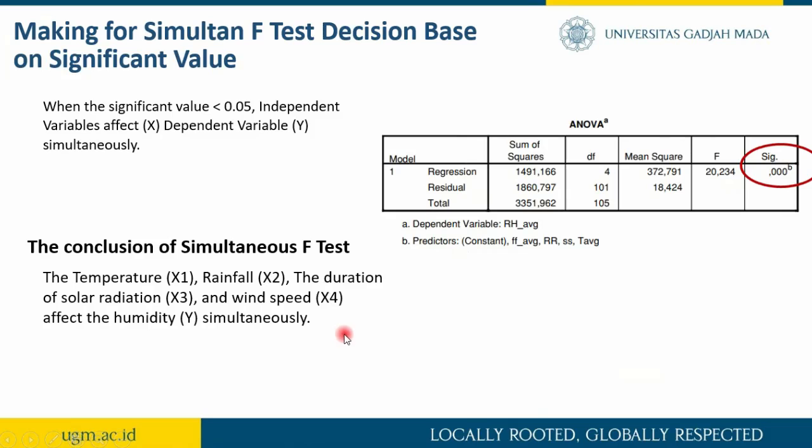Okay, and then making the simultaneous F-test decision based on the significance value. It says that when the significance value is less than 5%, the independent variables affect the dependent variable simultaneously. To know this, we use the ANOVA table and look at the significance column. The value is 0.000, so 0.000 is less than 5%. So the conclusion is that temperature, rainfall, the duration of solar radiation, and wind speed affect humidity simultaneously.